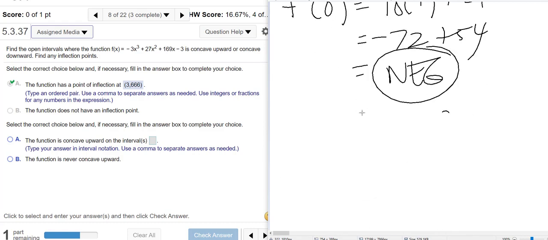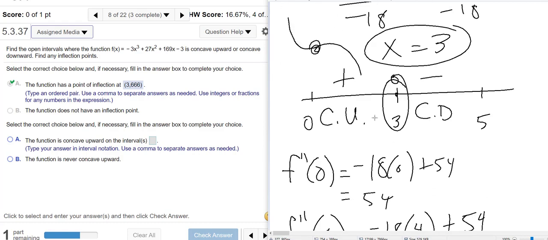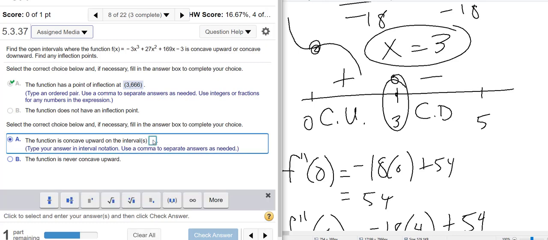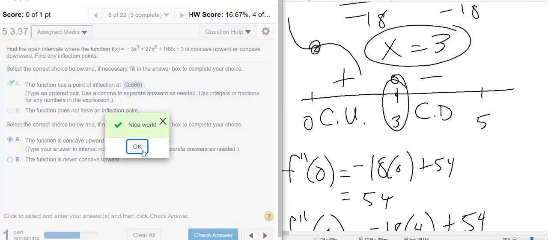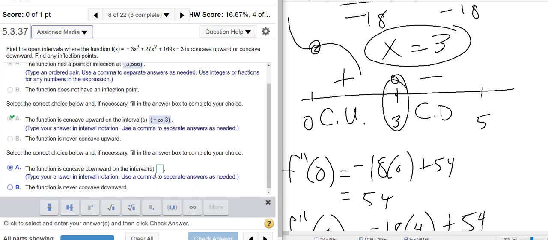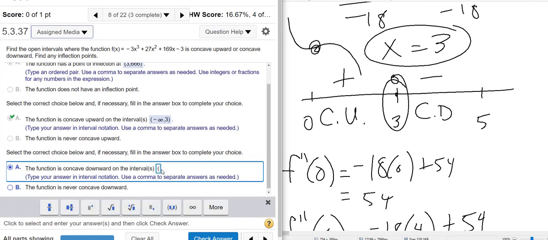All right, so here we go. Let's keep going. We got a 3 here, and it's concave up on the left and concave down on the right. So it's concave up from negative infinity. By the way, it's a polynomial function, so it doesn't have any gaps. It's continuous everywhere until I get to 3. And it's going to be concave down from 3 all the way to positive infinity.